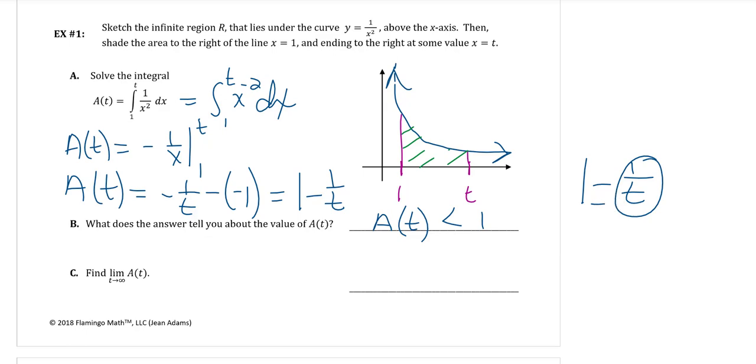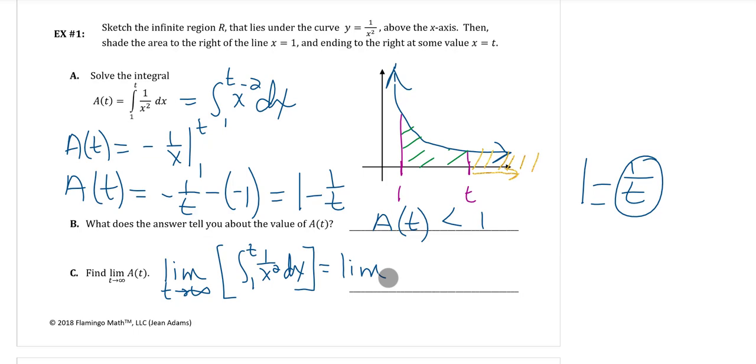Now what we're going to do is move t to the right, and look at the shaded region the whole way out to infinity. So we are going to take the limit as t approaches infinity of, going back to where we started, the integral from 1 to t of 1 over x squared dx, which is going to give us the limit of 1 minus 1 over t.